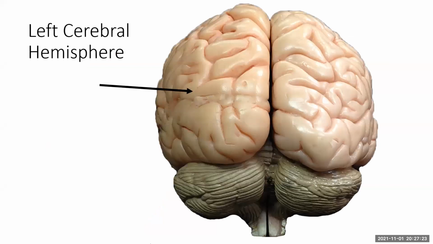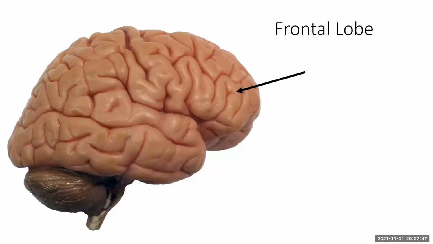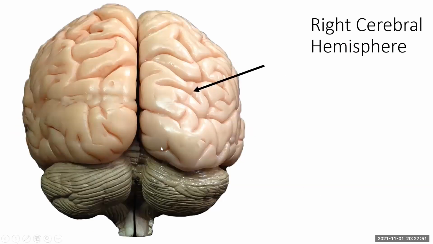The cerebrum is made up of 2 hemispheres, 2 halves. So we're looking at a posterior view of our brain here. This is the left cerebral hemisphere. Here is the right cerebral hemisphere. You notice that there's a space in between. You can see it's nicely demarcated. Let me go back one. There, that space right here. We're going to talk about the longitudinal fissure here in a moment.